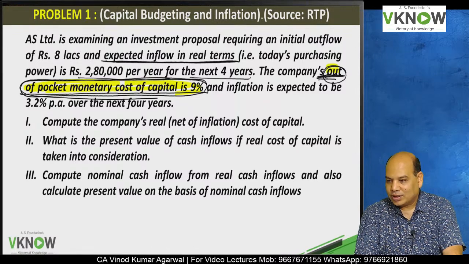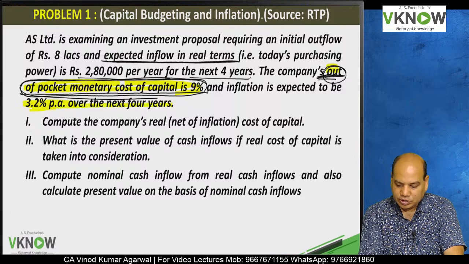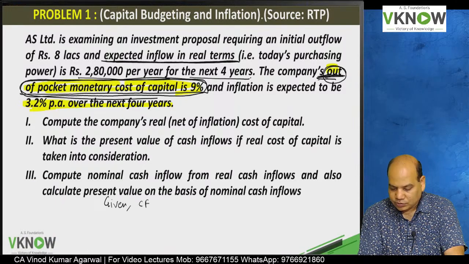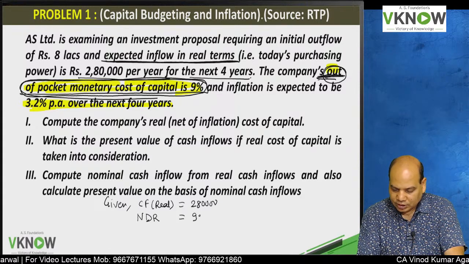Nominal is right. And inflation is expected to be 3.2% per annum over the next 4 years. So basically what they have given is cash flow in real terms, 2,80,000, but the discount rate is nominal discount rate, 9%.